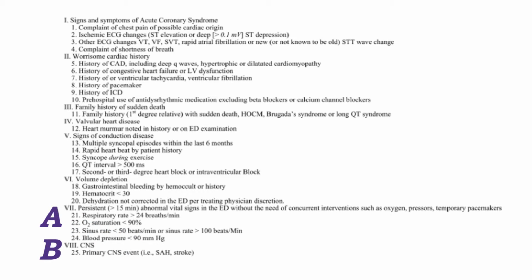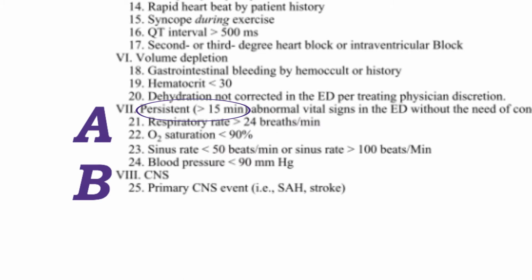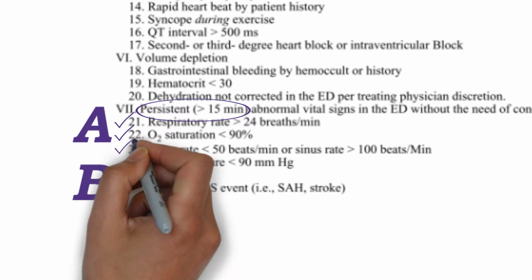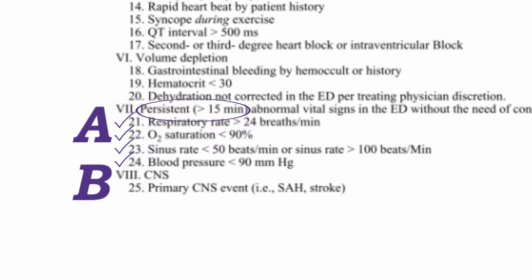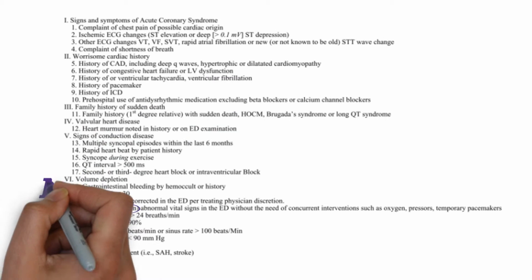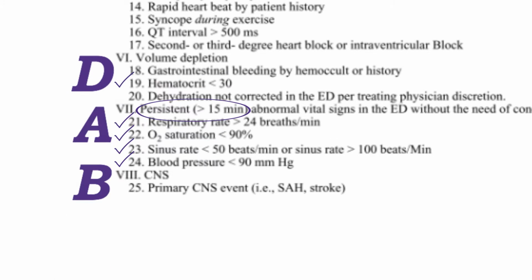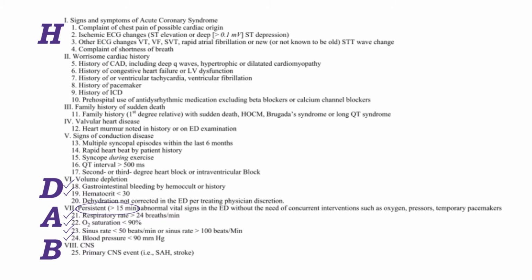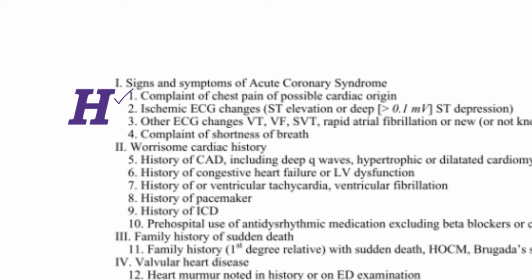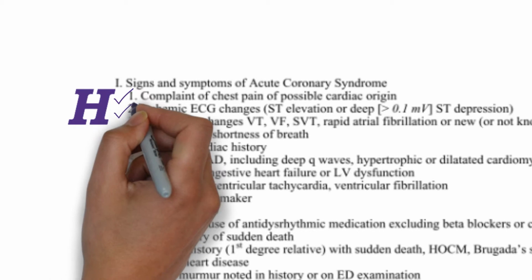Abnormal vital signs only counted if they were persistent for more than 15 minutes, and there were specific definitions of abnormal vitals for respiratory rate, O2 sat, heart rate, and blood pressure. Note that temperature is not included here. Depletion of volume included hematocrit less than 30, just as in CHESS, and also GI bleeding, either by history or hemoccult. Heart attack signs and symptoms included any possibly cardiac chest pain, as well as shortness of breath, in addition to the EKG changes expected with ACS.